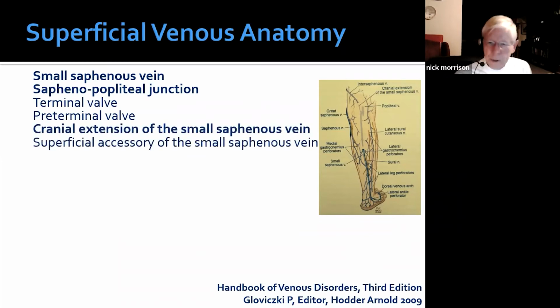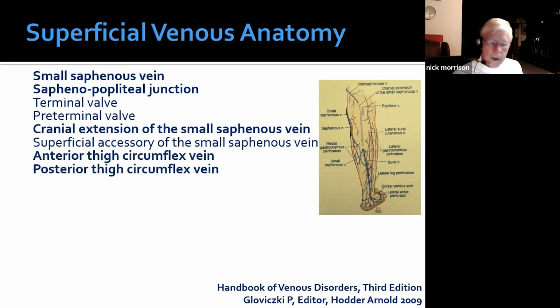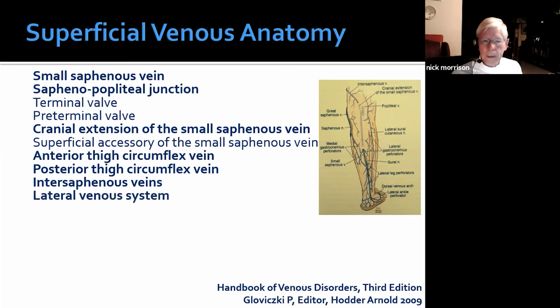There's a cranial extension of the small saphenous vein, which is very common. If it joins the great saphenous vein, it'll be called the vein of Giacomini. If it courses up and joins through a perforator in the thigh or up into the buttocks and into the pelvis, that's called a cranial extension or a thigh extension. The posterior and anterior thigh circumflex veins are also important sources of reflux. And the intersaphenous vein, I talked a little bit about that earlier.